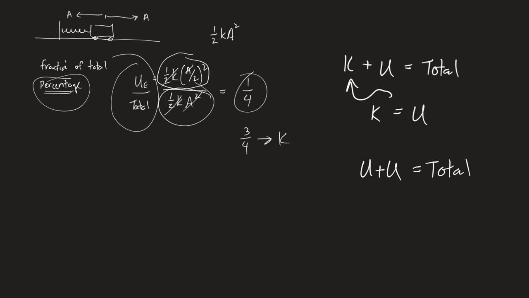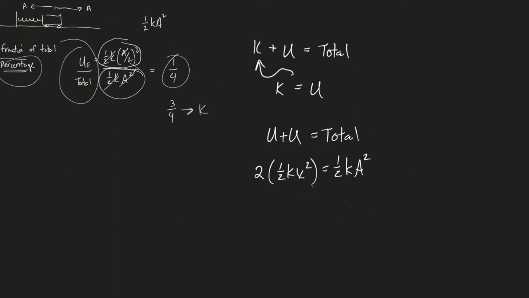This is how you'll find the position. We don't know where that is, but we know 2 × 1/2 kx² has to equal 1/2 ka². I think this one's harder than the percentage question. You have to know more about what you need to do.